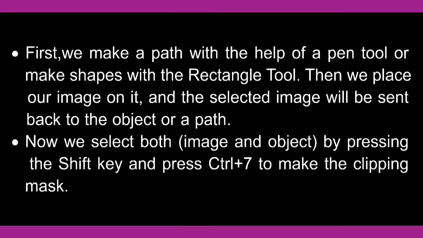First, we make a path with the help of the pen tool or make shapes with the rectangle tool. Then we place our image on it, and the selected image will be sent back to the object or path. Now we select both image and object by pressing the Shift key and press Ctrl 7 to make the clipping mask.